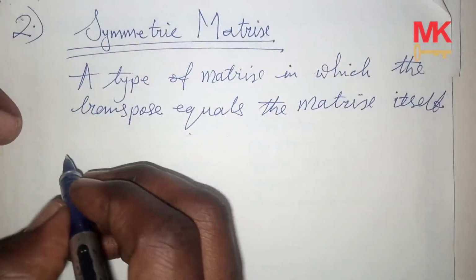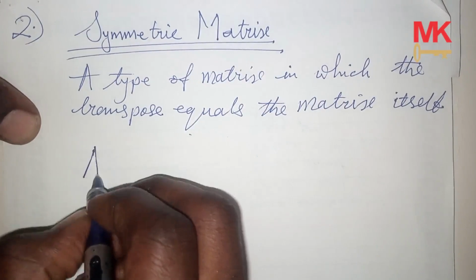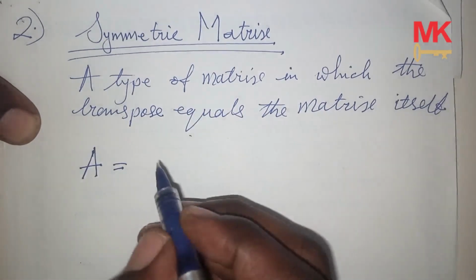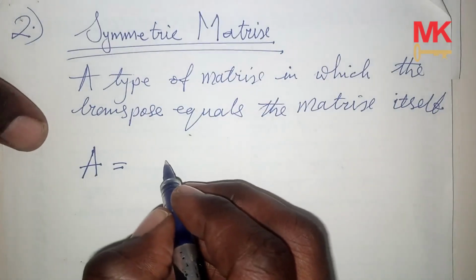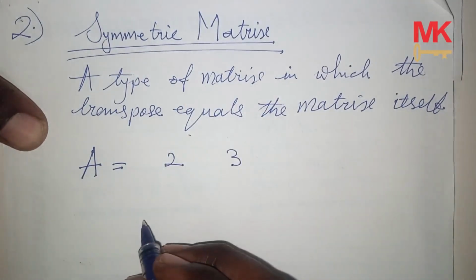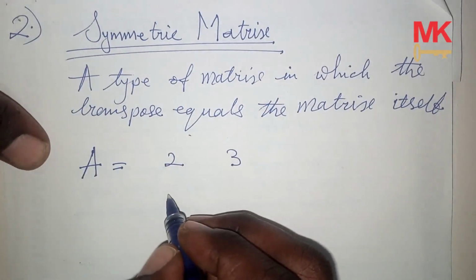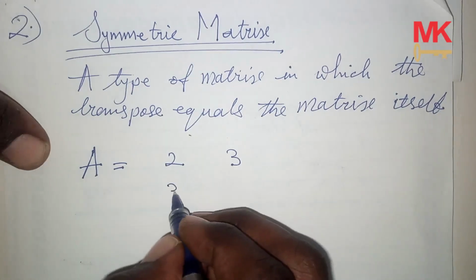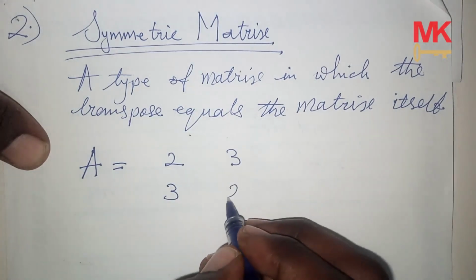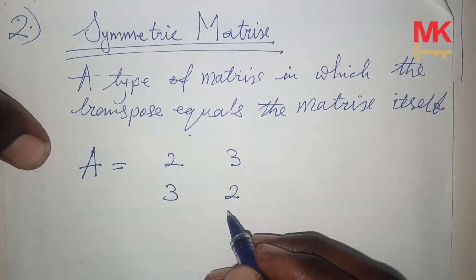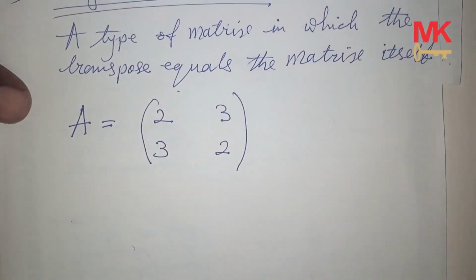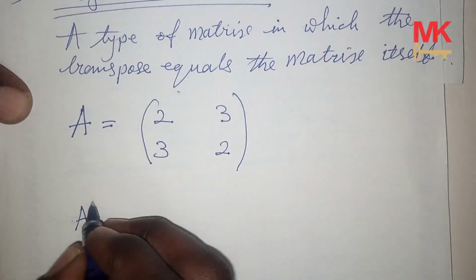An example of such a matrix, which we can transpose: let's say we have the matrix A equals 2, 3, 3, 2. Yeah, this should work. I'm just trying to create a matrix that is symmetric. So let's transpose this matrix and see.